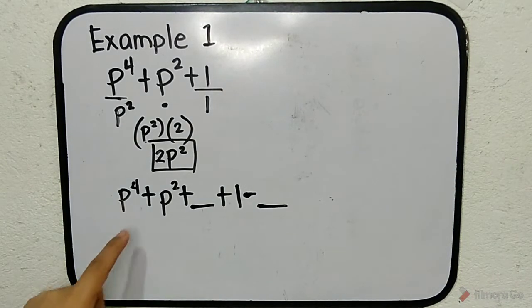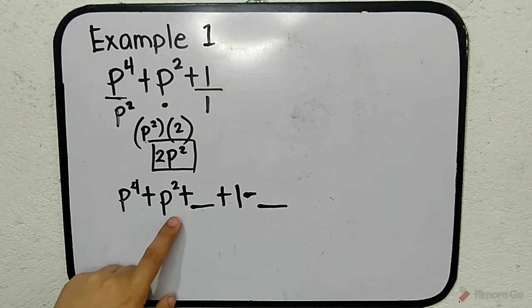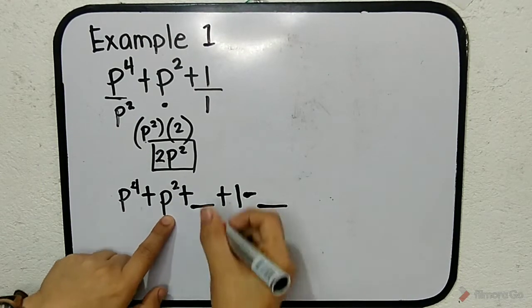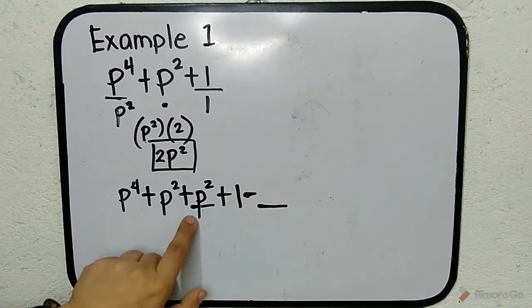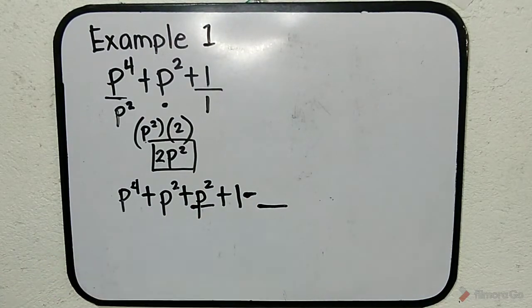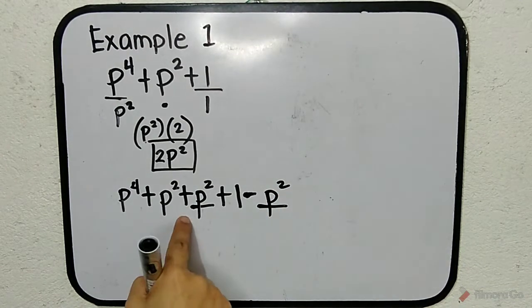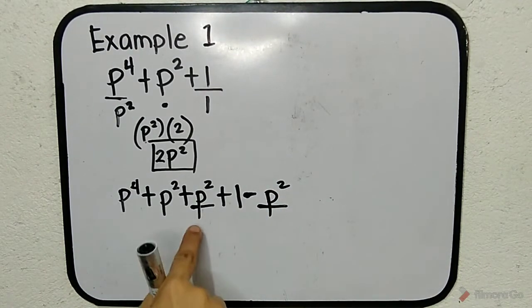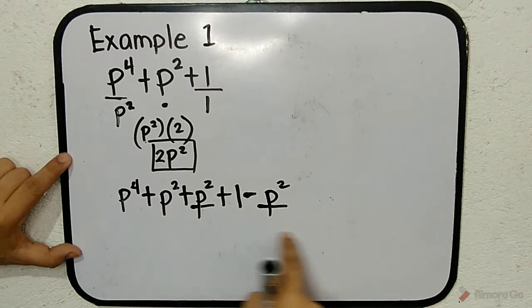Now, we have p to the fourth plus p squared plus ano yung kailangang idagdag natin sa p squared para maging 2p squared? Okay, that is p squared. So, kung nag-add tayo dito ng p squared, magma-minus tayo sa kabila ng p squared. So, laging ganun class. Add, minus. Pero same tayo ng term na ina-add at saka imina-minus. Okay, let's simplify these terms.